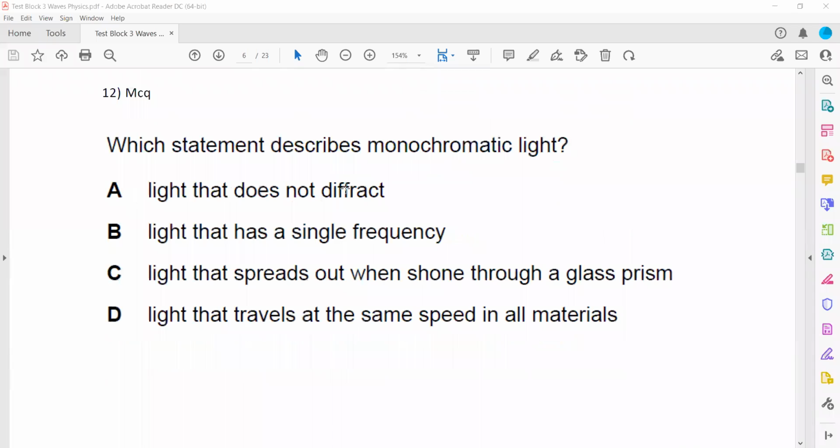Question 12, which statement describes a monochromatic light? Light which is having a single frequency or a wavelength, we call that monochromatic. Mono means one, chrome means color. But it does not mean one color of light. Even a red color may have different frequencies, different shades of red. So the scientific definition: light which is having a single frequency or single wavelength is referred to as monochromatic.